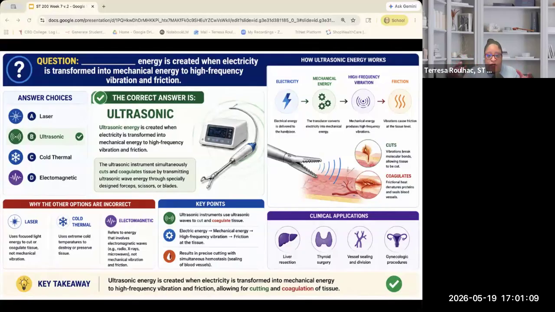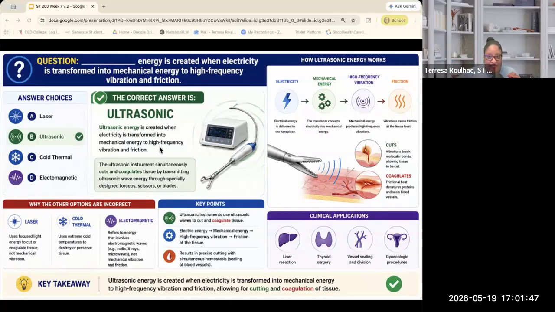Now, what type of energy do we kind of start with? Like from the beginning, what are we starting with? Right, exactly, electric. Now, what does electric energy transform into? It's almost like a hierarchy. Right, mechanical. So, mechanical energy. Now, what does that mechanical energy create?